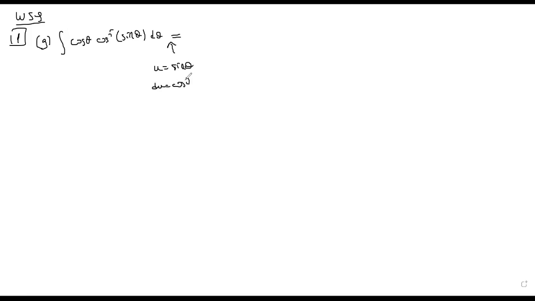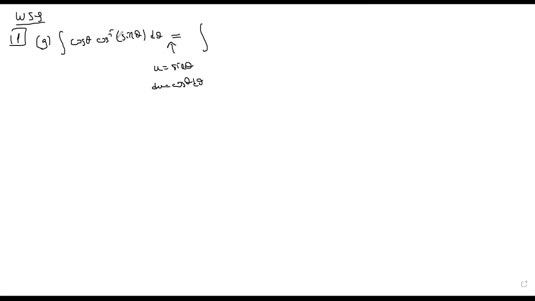Right. Now worksheet 9, question 1. This is part G. Right, we have cosine theta, cosine to the 5 of sine theta, d theta. Now for that, we will first make the substitution here. u is equal to sine theta and du is equal to cosine theta d theta. Then what do we get?